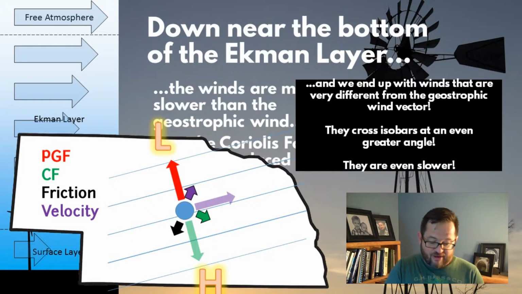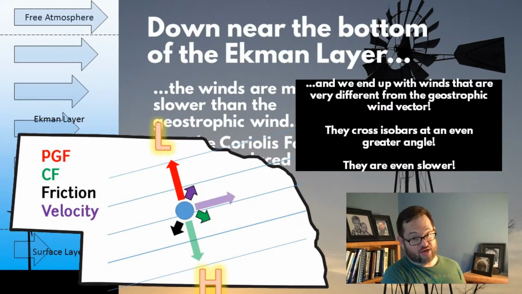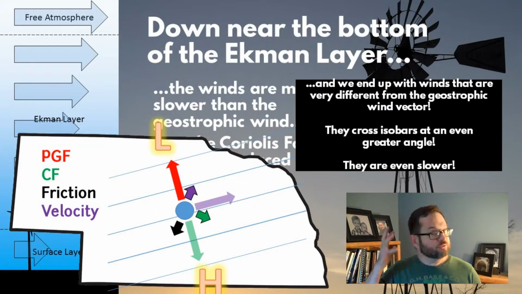And if I worked through my force balance for such a thing here, I would see, again, my geostrophic wind vector, remember, is that faint purple one there. And my new wind, my balance wind down here near the surface, well, near the bottom of the Ekman layer anyway, is that dark purple vector. And you can see it's a whole lot different. It's very different from the geostrophic wind vector. It's crossing the isobars at an even bigger angle. I mean, it's practically going in the direction of the pressure gradient force at this point. And the Coriolis force is way small, and the speed is really low.